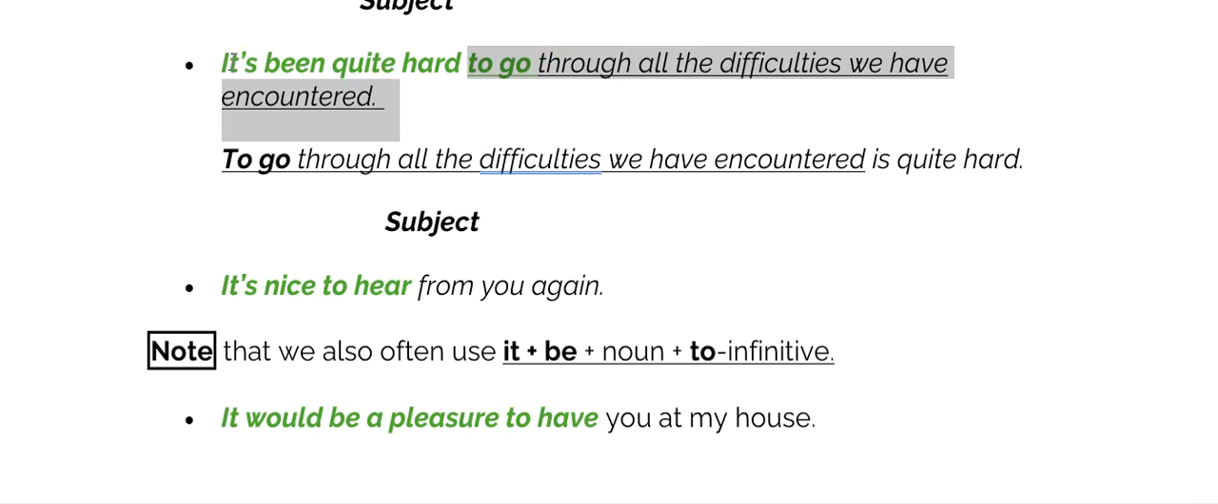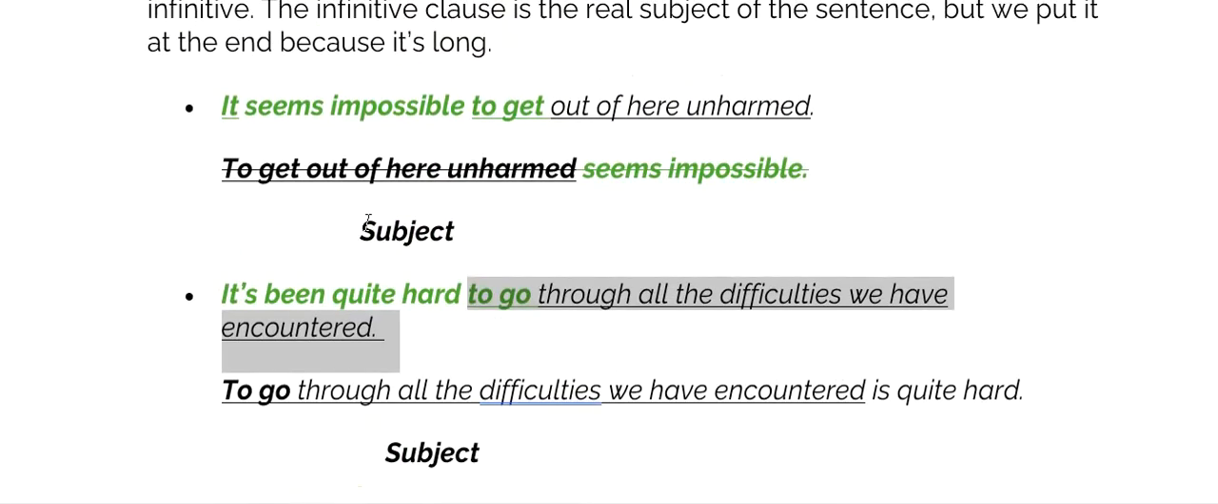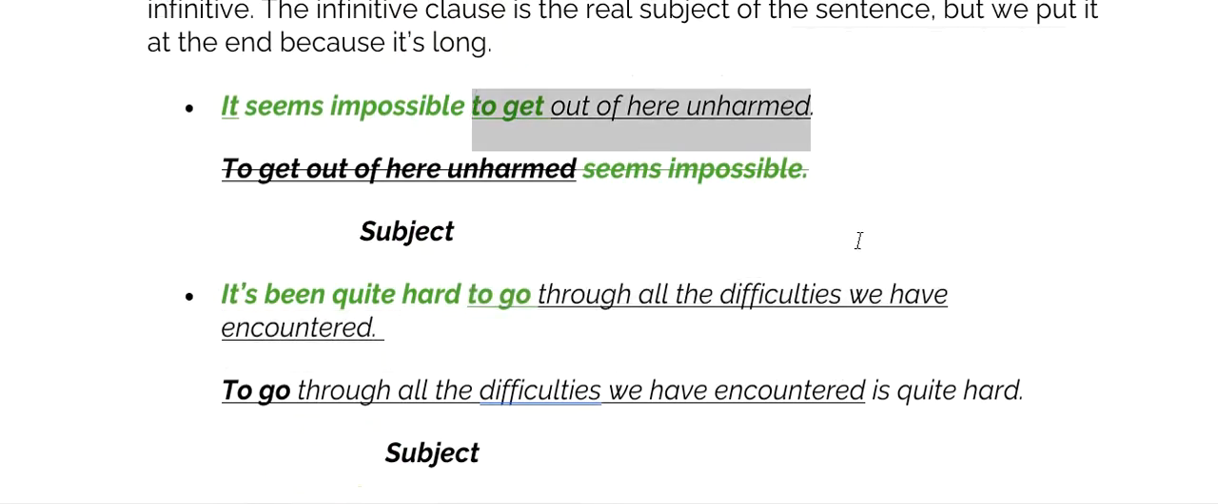Do not start your sentences with a long subject, especially when the subject is an infinitive clause like this, to go through all the difficulties. So generally, we do not prefer to start our sentences with an infinitive clause. Okay? Do not start your sentences with the infinitive clause. Put the infinitive next, like to get out of here, and start with it.